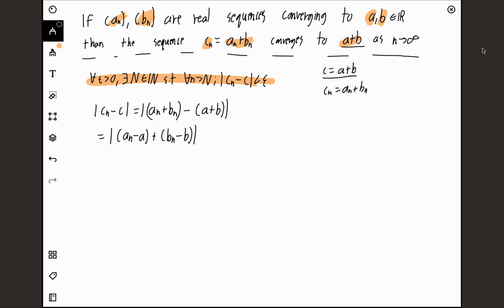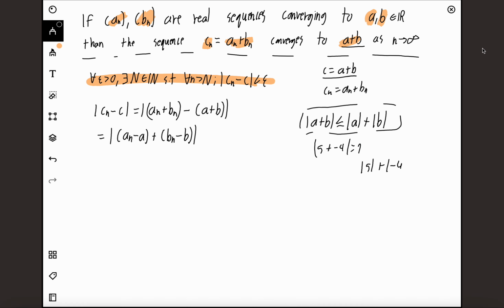And now, using the inequality, I think it has a name, kind of forgot what it is, but the very useful inequality: |a + b| is less than or equal to |a| + |b|. This is a very classic inequality. In analysis, you use it all the time. For example, |5 + (-4)| just equals 1. But this is obviously less than |5| + |-4|, which equals 9. So here, even if a number is negative, the absolute value still makes it positive. So this will always be greater than or equal to. If they're both positive, then it's just equal to. So basically we can use that here.